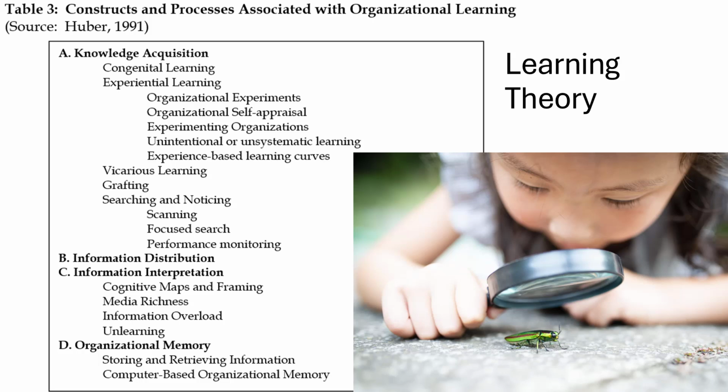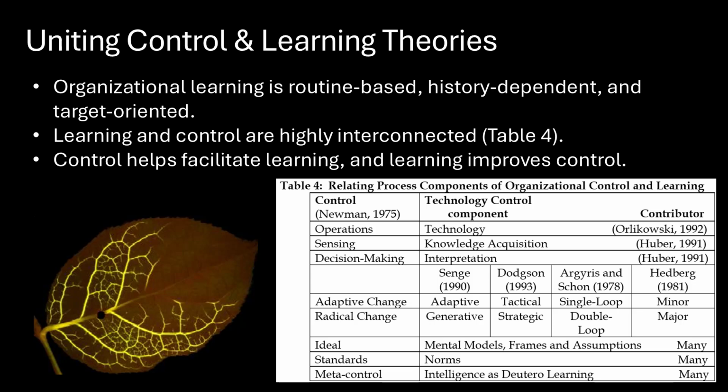The paper emphasizes that organizational learning and control are inherently connected. Several authors, including Levitt and March, 1988, have noted that learning is routine-based and history-dependent, much like control mechanisms. Table 4 illustrates how components of control, like operations and decision-making, align with learning processes, creating a framework where control helps facilitate learning and learning improves control.